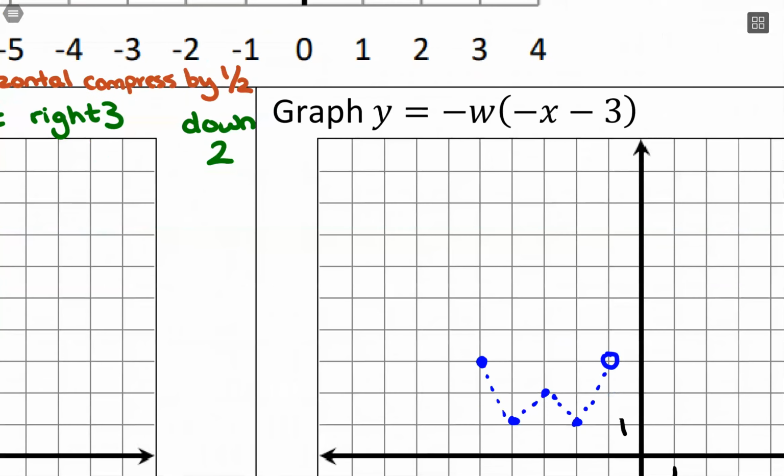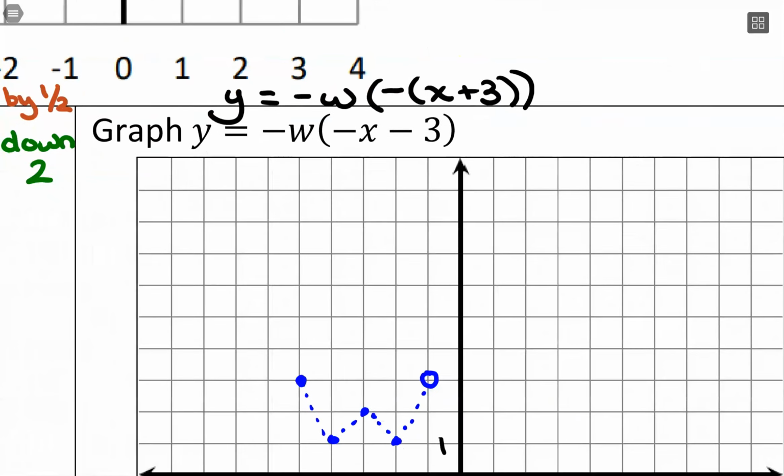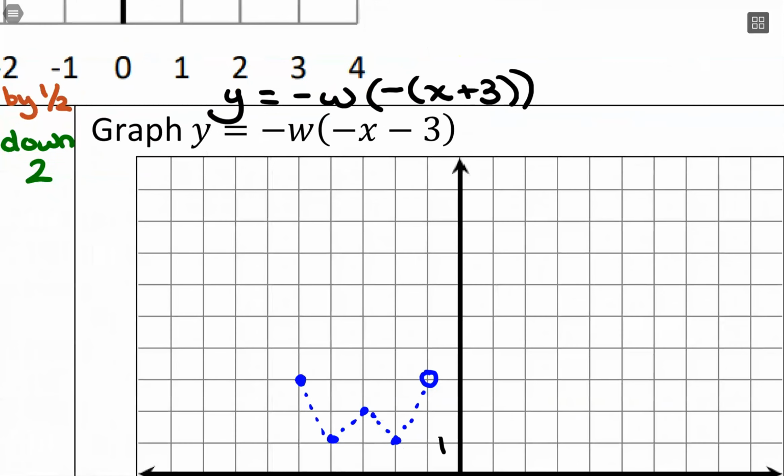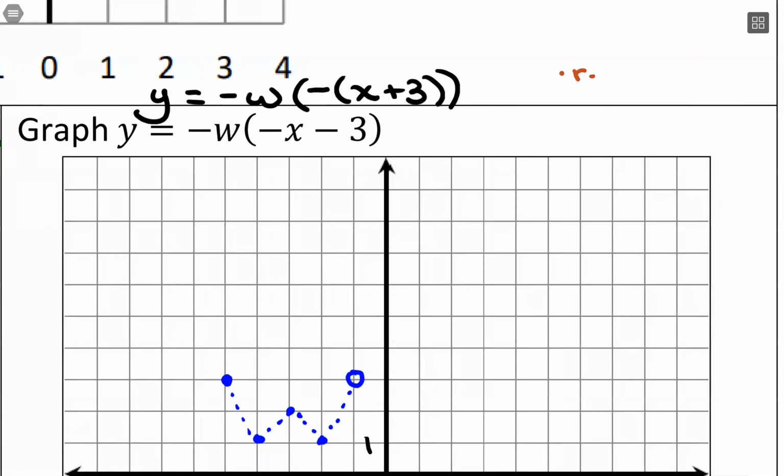Alright, this next one. We have this negative on the outside. You can see inside, again we need to factor first. So this is going to be the same thing as y equals negative w, and then we're going to factor out a negative 1, which will leave us with x plus 3 inside our function there. So first we're going to take care of a, which is just negative 1. So that tells me to reflect across the x-axis.